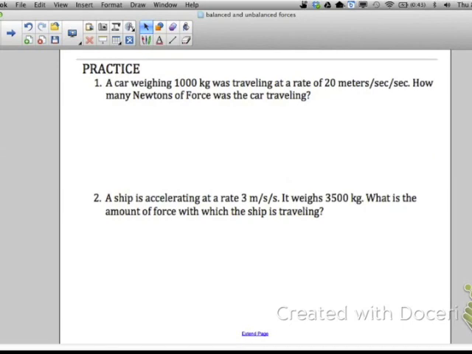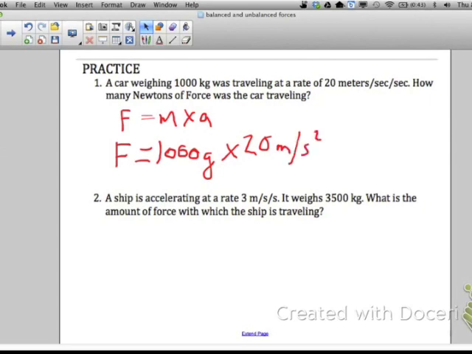So let's take a look at these. We have a car weighing 1,000 kilograms. This is our first example, traveling at a rate of 20 meters per second. How many newtons of force was the car traveling with? So we do this problem. I got F equals M times A. I apply the variables' values. So we have a mass of 1,000 grams times 20 meters per second squared. And I multiply those, so I end up with a force equaling 1,000 times 20. That's going to give me 20,000 newtons of force.